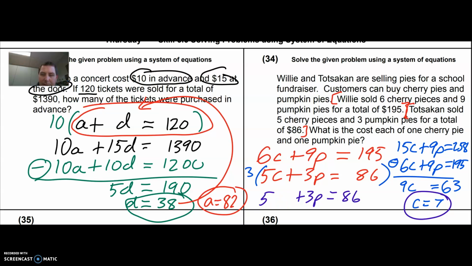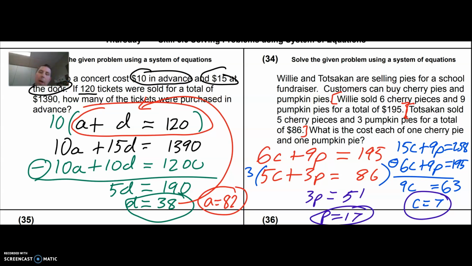5 times 7 is 35. And then I can subtract 35 from both sides. So minus 35, minus 35. 86 minus 35 gives me 51. 51 divided by 3 is 17. So the cost of a cherry pie is $7.